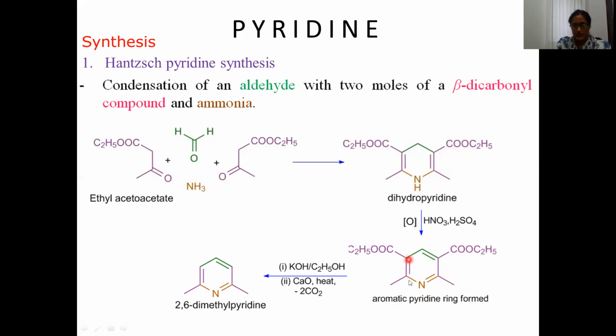Okay. So after the formation of the aromatic pyridine ring, in basic media with alcoholic KOH, whenever this is heated, the decarboxylation process will undergo, and the 2-dimethyl pyridine will be formed. So this is the Hantzsch pyridine synthesis, the condensation of aldehyde, beta dicarbonyl compound, and ammonia.